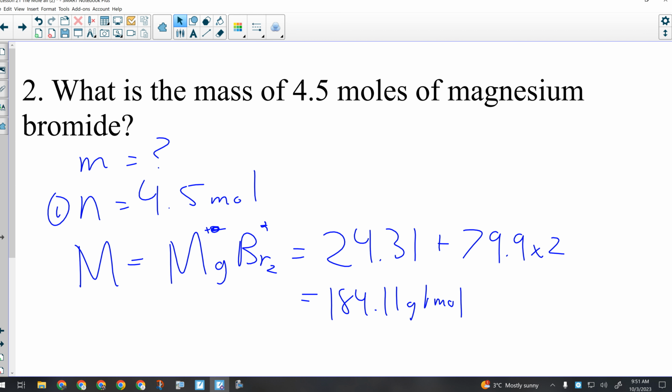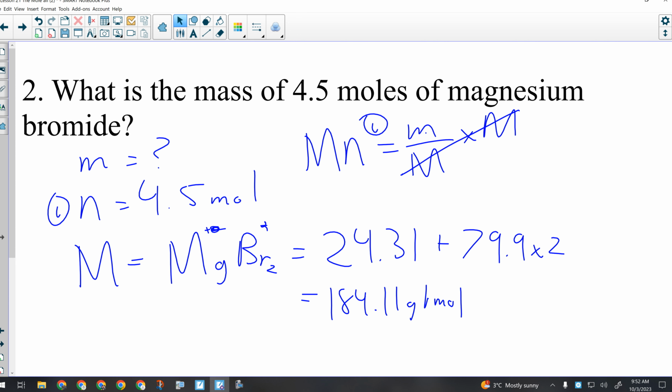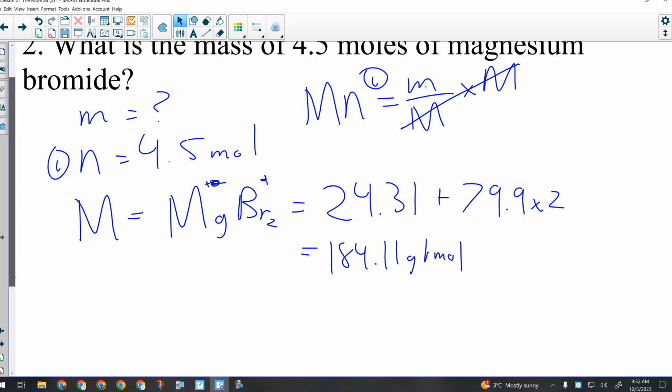Okay, now I know I have to use this formula, n equals little m over big M, but I'm trying to find little m, so what do I have to do with big M? Multiply both sides by it, right? So when I multiply this side by big M, it cancels. I multiply this side by big M. Now I've got big M times n equals little m. All right, so you would get a mark for the algebra. And then you would get a mark for plugging in your numbers in the correct place.